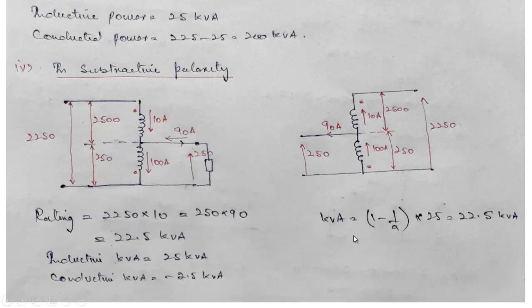So kVA, we can use this formula as well, is equal to 1 minus 1 by A for subtractive polarity, where A is 10, 1 by 10 is 0.1, 1 minus 0.1 is 0.9, 0.9 into 25 is equal to 22.5 kVA.